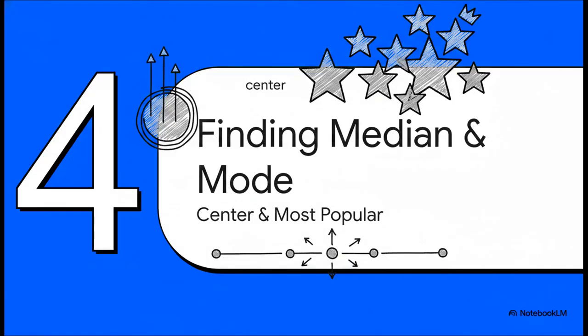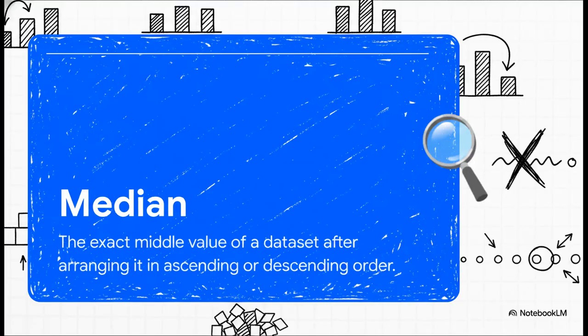Next step, Section 4, finding median and mode, the center and the popular. Okay, we found the average, so let's shift gears and locate the exact center of our data, the median. The median is literally the exact middle value of your data set, but, and this is a really critical pitfall, so pay attention, you cannot, I repeat, cannot just pick the middle number out of raw, unorganized data.